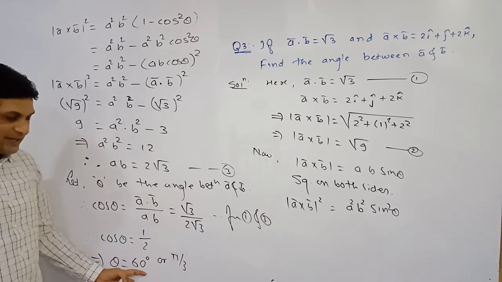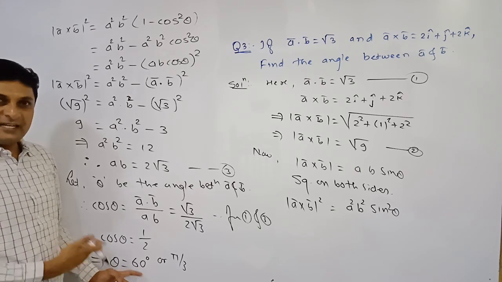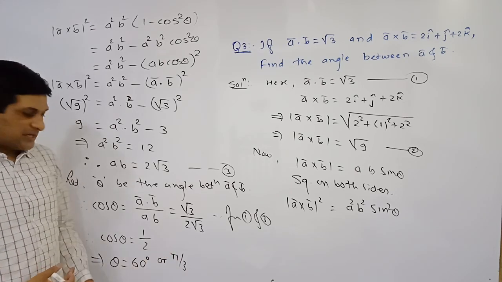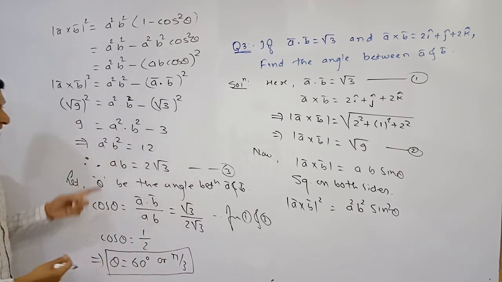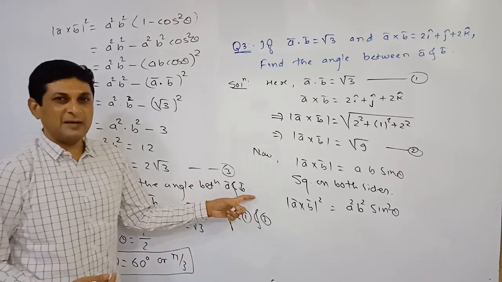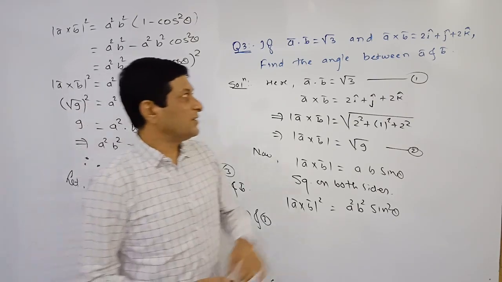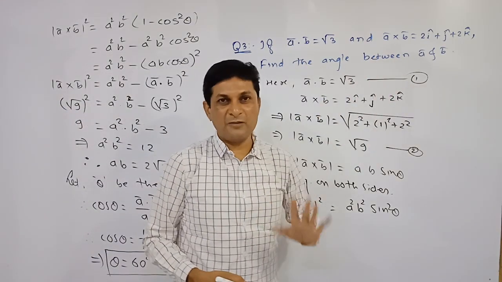Either you are able to write down the value of theta in degree measure or in what? Radian measure. And in this way we have got our required value theta, where theta is nothing but what? Angle between A bar and B bar. In this way we have got the angle between A bar and B bar.